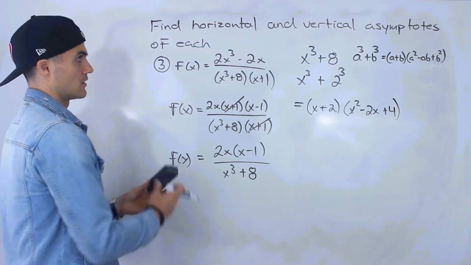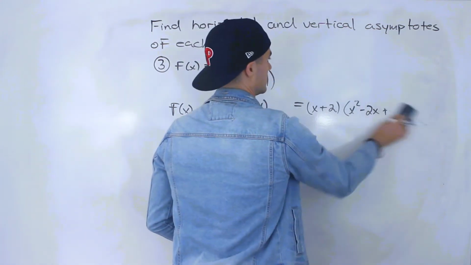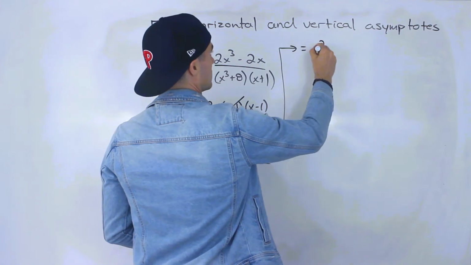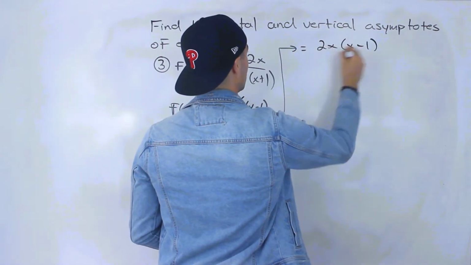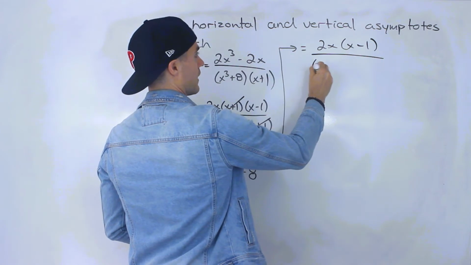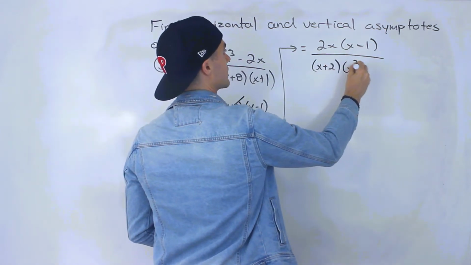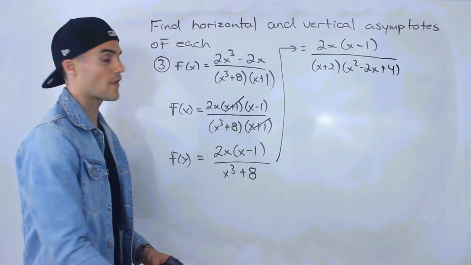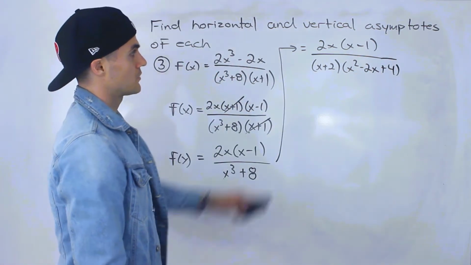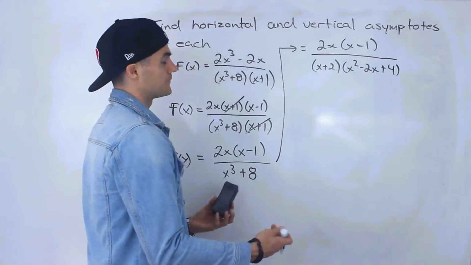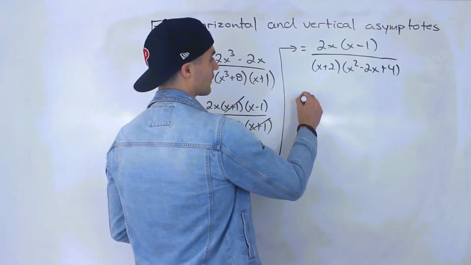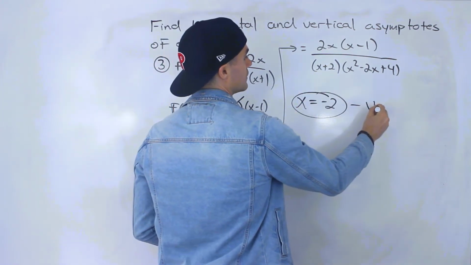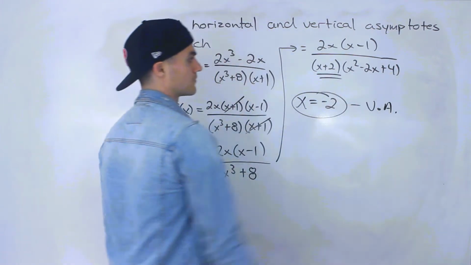Okay, so this function, we got 2x, x minus 1, all over x plus 2, x squared minus 2x plus 4. And then this bracket here, we can't factor that any further. Notice nothing else cancels out, so from here, we can tell vertical asymptote, it's going to happen at an x value of -2. Basically this bracket over here.